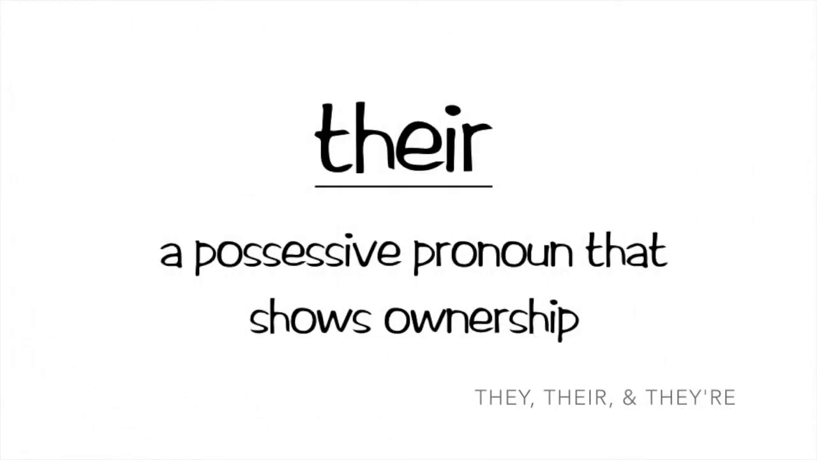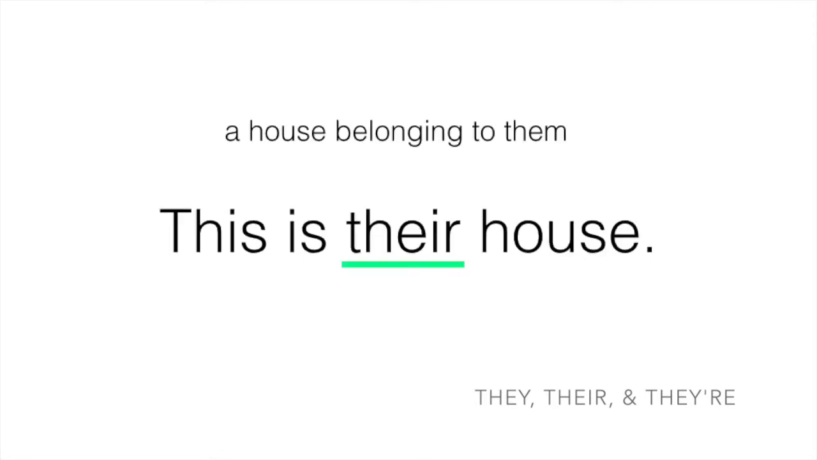Next, we have their, which is a possessive pronoun that shows ownership. Let's look at an example. A house belonging to them would be their house. This is their house.